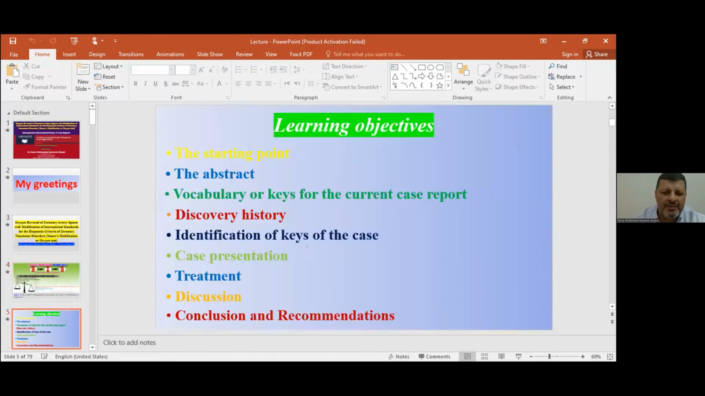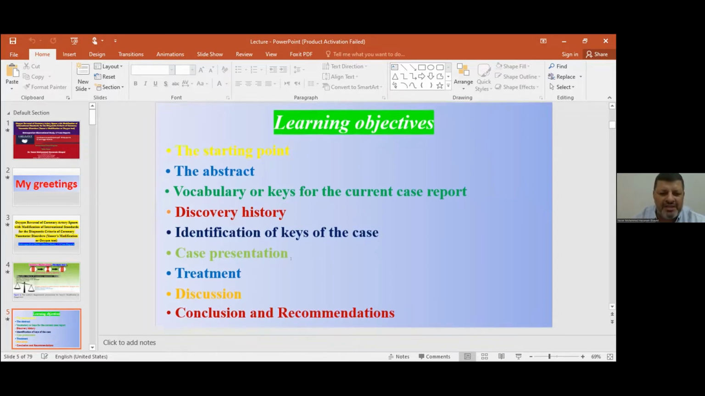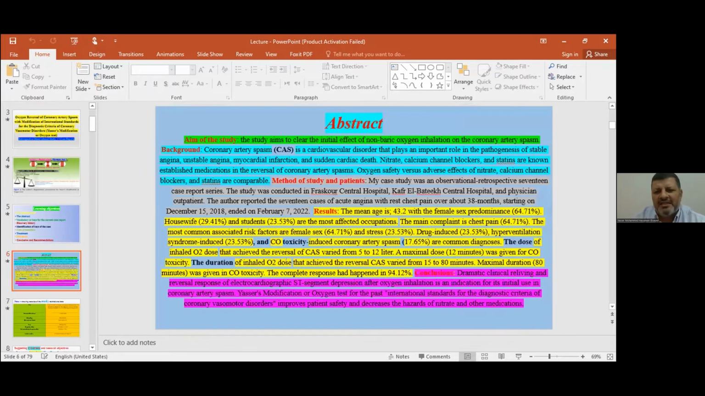Let us see the learning objectives: the starting points, abstract, vocabulary or keys for the current case reports, discovery history, identification of keys of the cases, case presentation, treatment, discussions, conclusion, and recommendations. Let us understand this abstract and see its details.